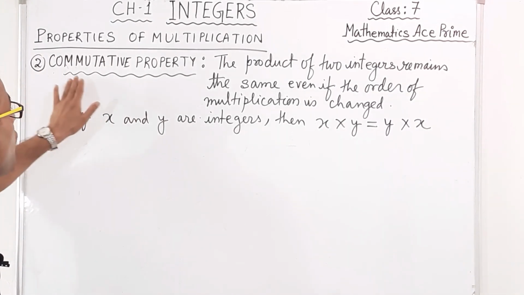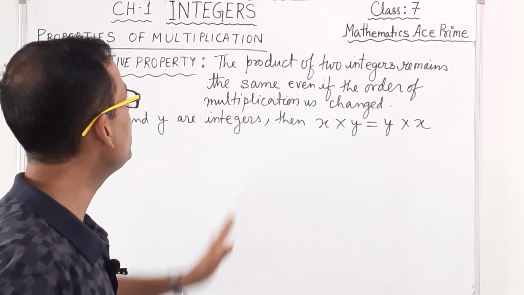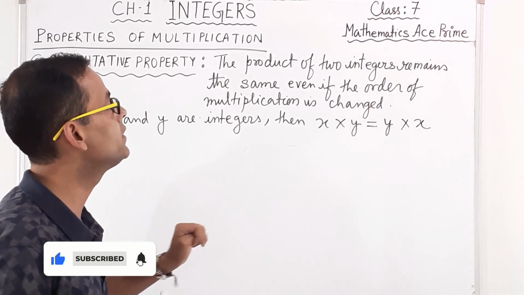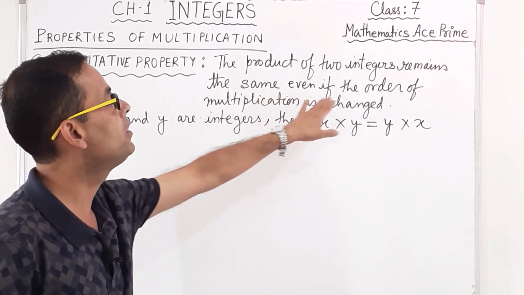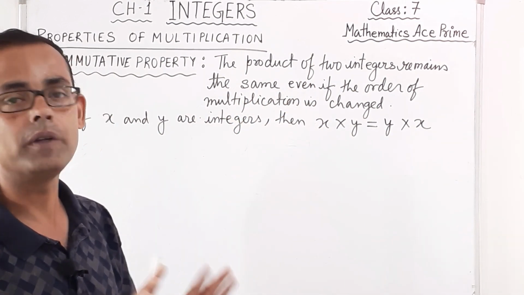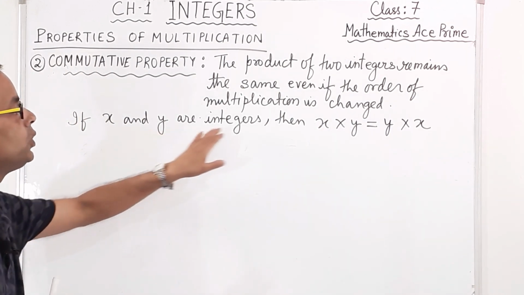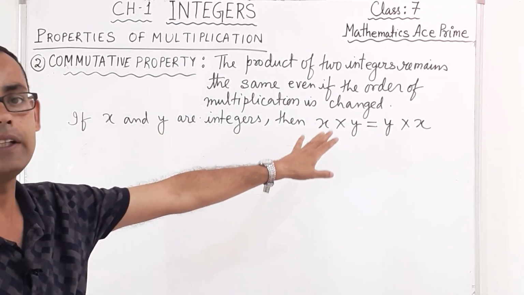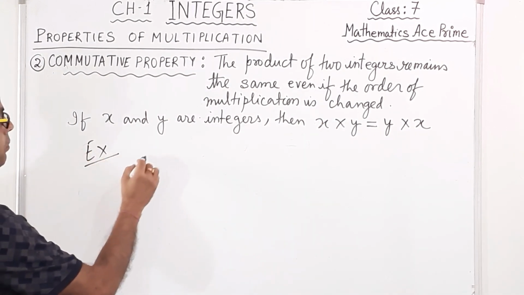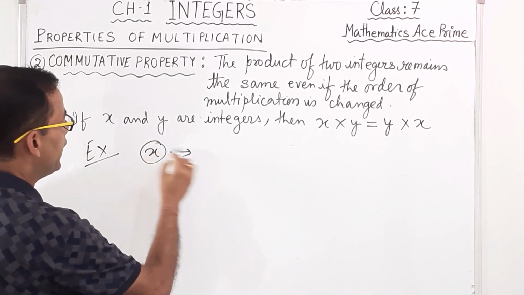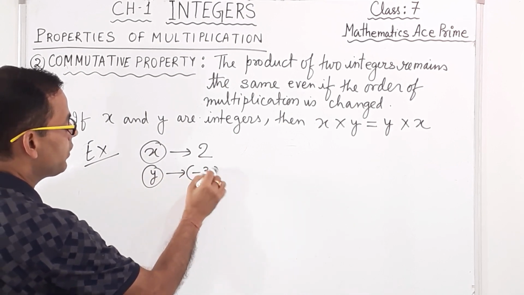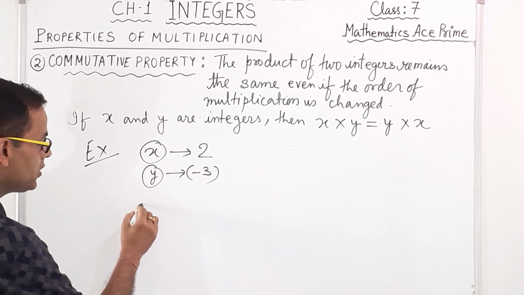Now the second property. Second property is the commutative property. What is the commutative property of multiplication? The product of two integers remains the same if the order of multiplication is changed. If you change the order also, the product will be the same. If x and y are integers, then x into y equals y into x. Suppose I take one example, it will be more clear. So if I take x as 2 and y as minus 3.